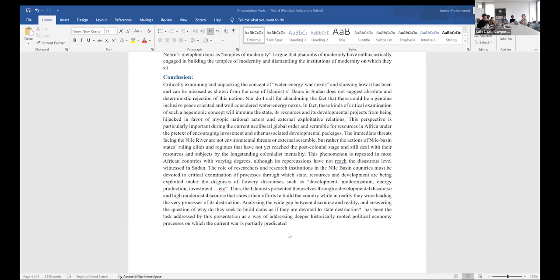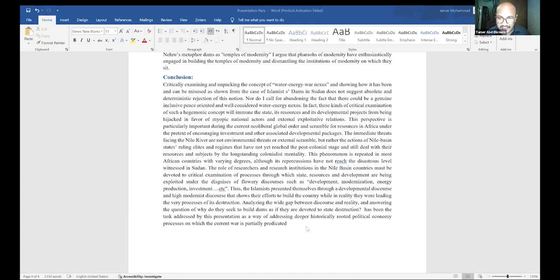So they have not reached the post-colonial state and still deal with their resources and their subjects, not citizens, subjects, through a long-standing colonialist mentality. This phenomenon is repeated in most African countries with varying degrees, although its repercussions have not reached the disastrous levels witnessed in Sudan.